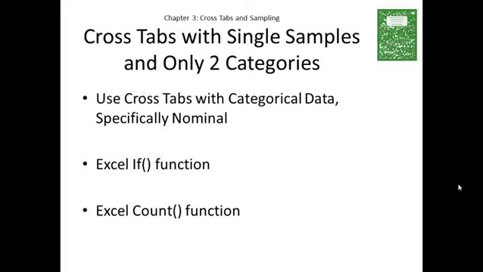In this chapter, we'll be dealing with categorical data, specifically nominal data. You'll find that there's very little we can do with ordinal data in terms of plotting and analyzing. After all, ordinal data is just a list. In looking at our categorical data, we'll be using Excel if functions and the Excel count functions.